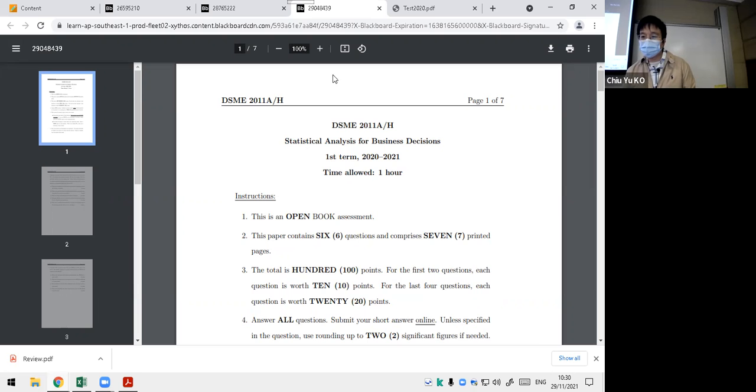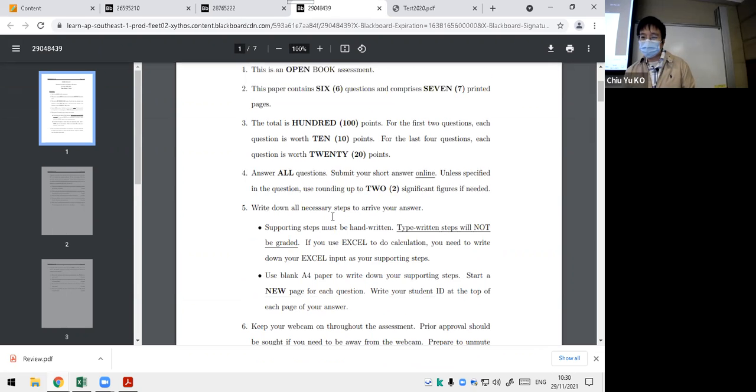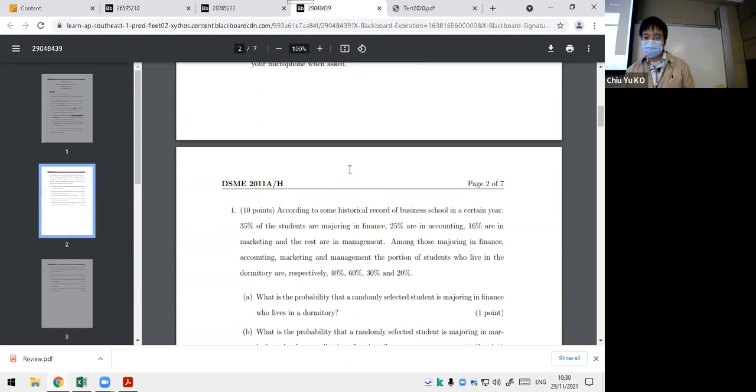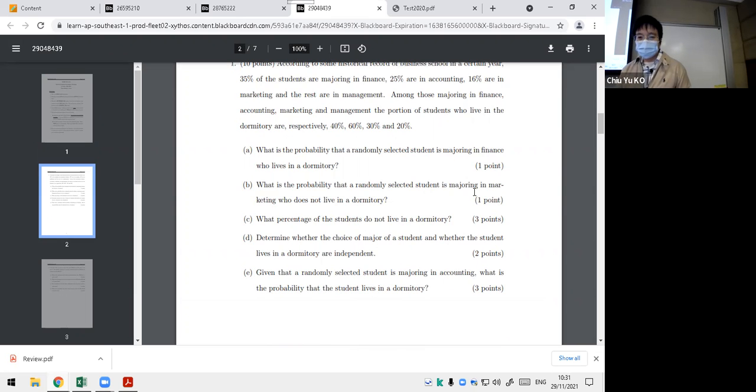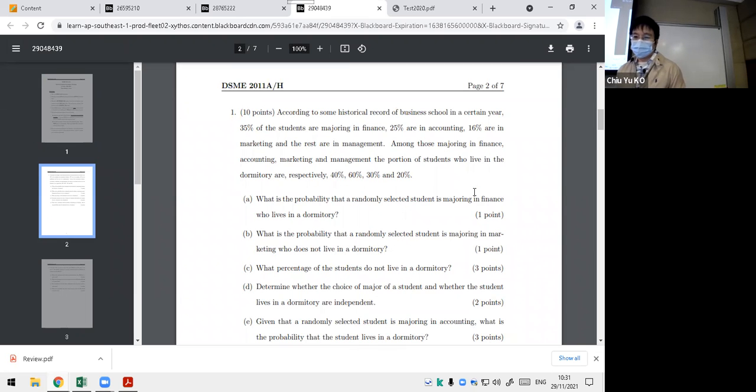I'm not going to show this because I think it's fine. I can show this. So the first question: let's see what is being done. The purpose of this question is to test your knowledge of probability. The first part says 35% are finance, right?